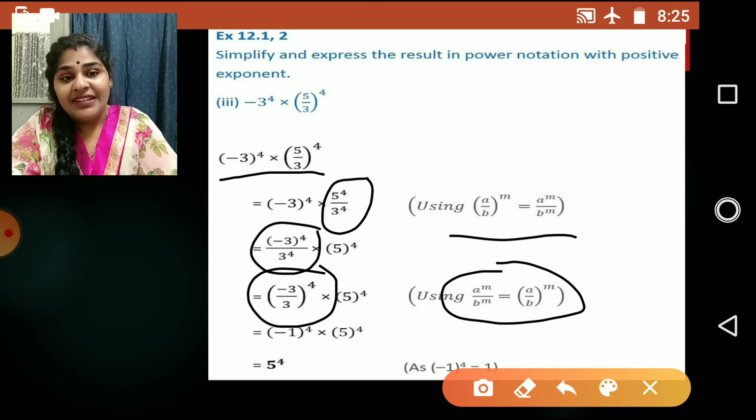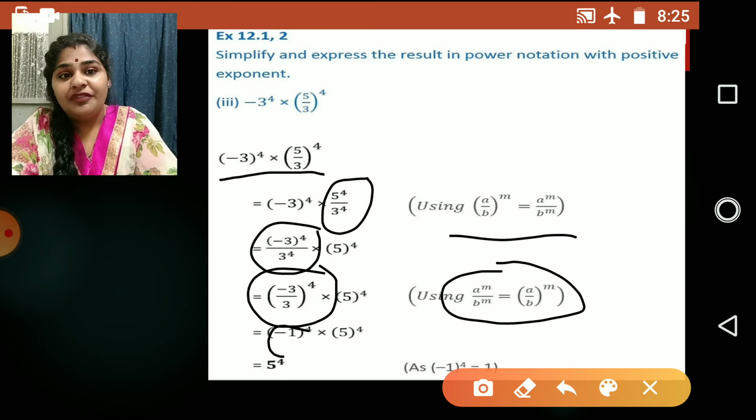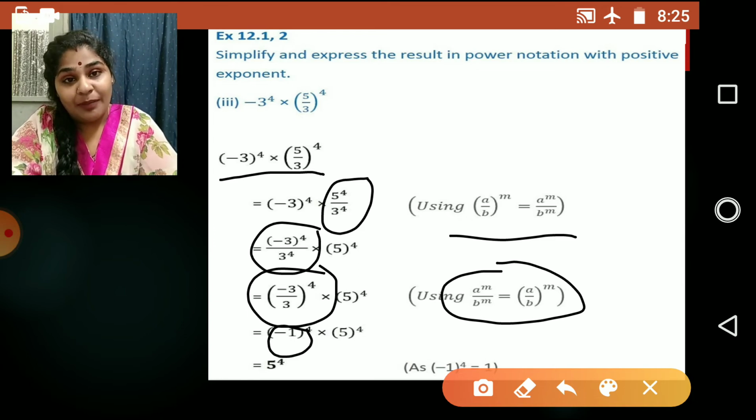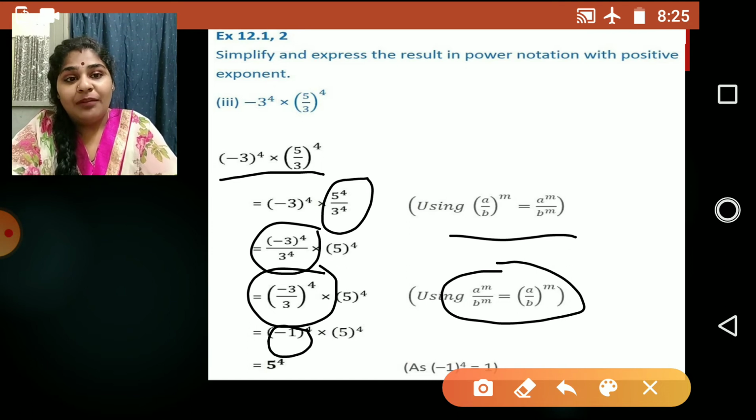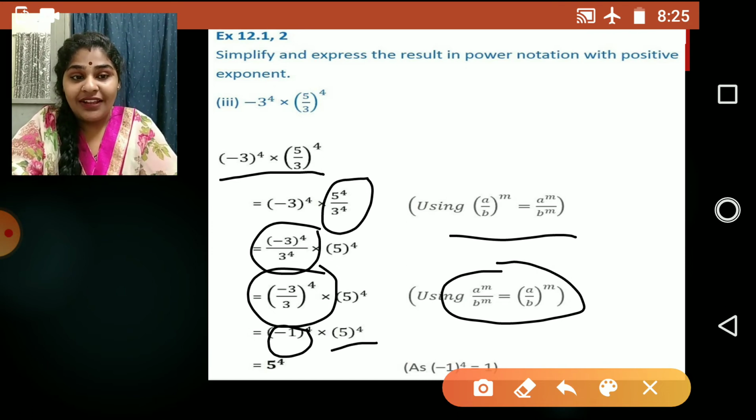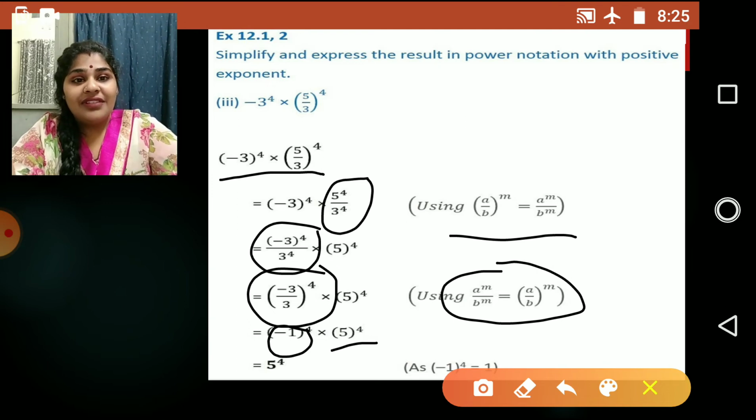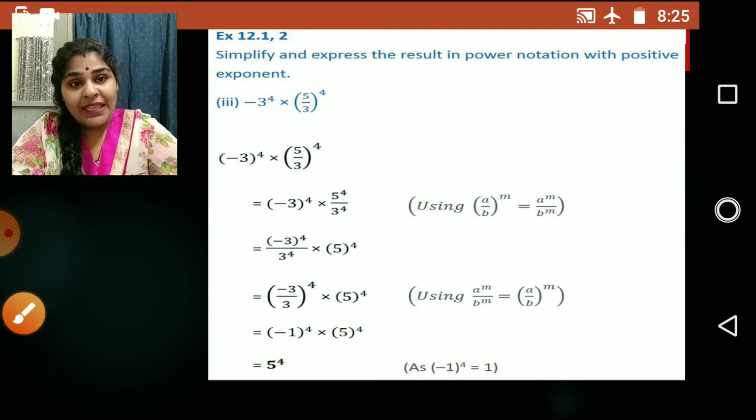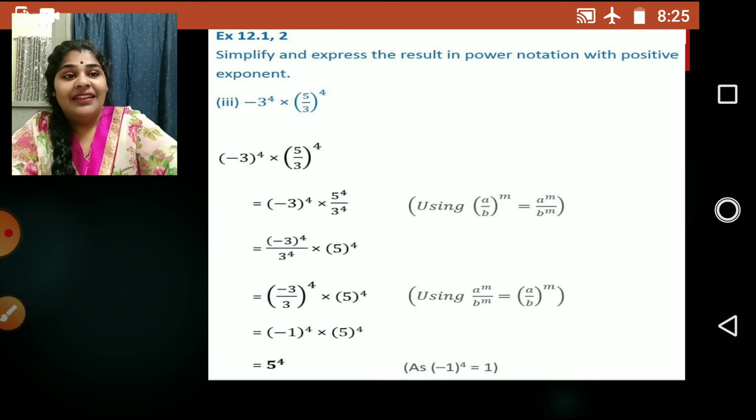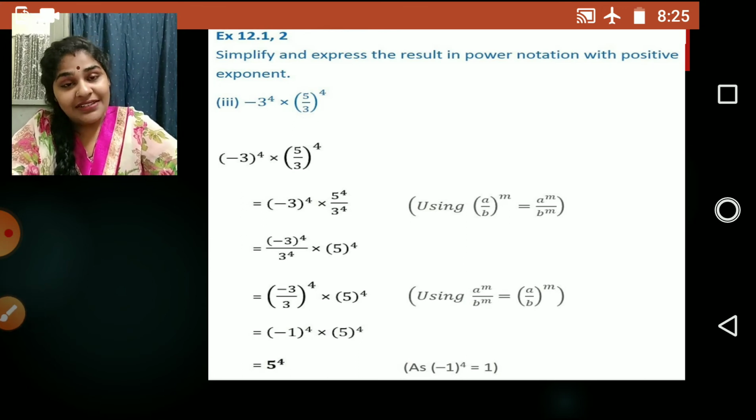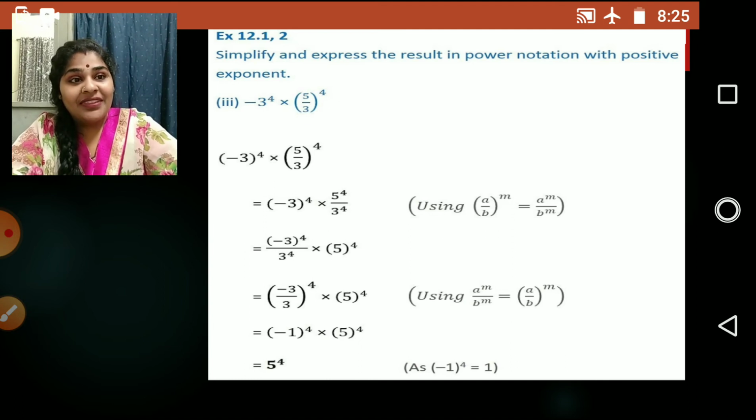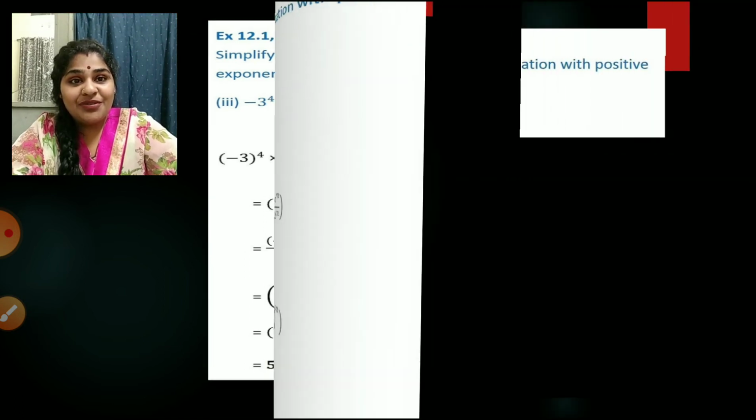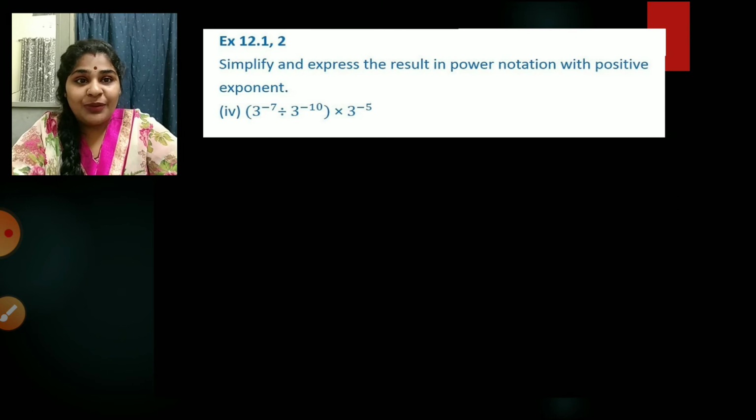Now negative 3 upon 3 will be negative 1, and negative 1 to the power 4 is equal to 1. So 1 multiplied by 5 raised to 4 is again 5 raised to 4, children, right? So this is how it has been solved. You can use multiple ways to solve this, yes, but using the laws is very important, children. So let us proceed to our next one, that is the fourth one again.